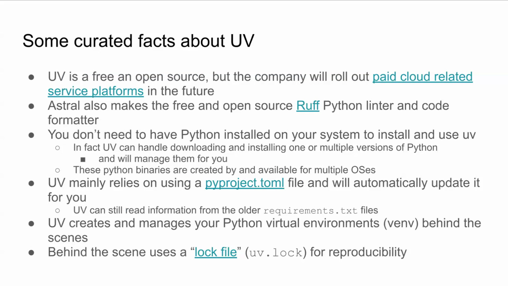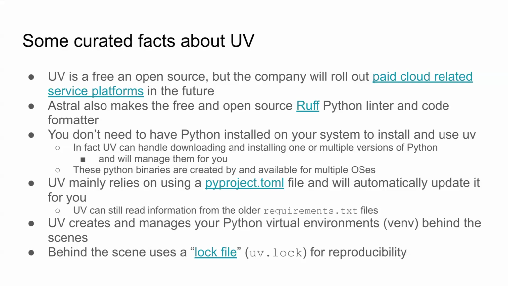Now, here are some curated facts. I said, right now, UV is a free and open source product. But the company, and they hinted for a while, they're a for-profit company, they're just going to be rolling out a paid cloud-related service platform in the future. It's almost like creating your own private PyPI where you can install, like, pandas from their platform for a cost, because they'll do virus checking and malware checking. So they're doing a beta right now. I think it's called pyx. And that's a link to their blog post where I talk about it.